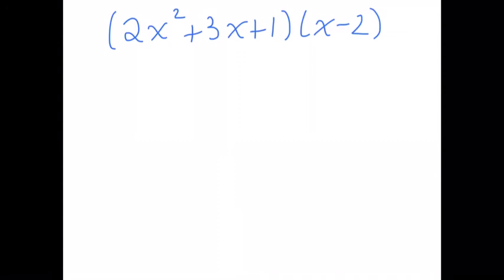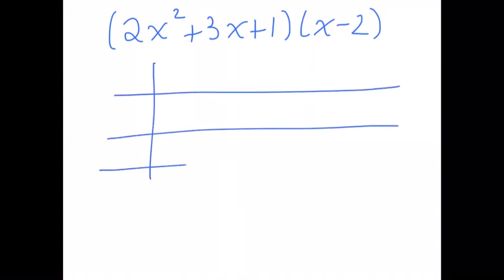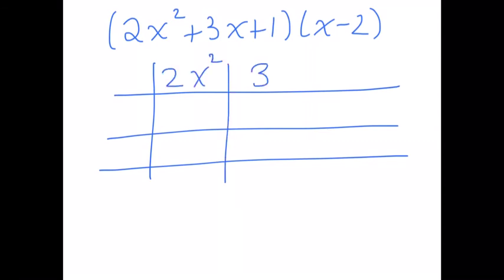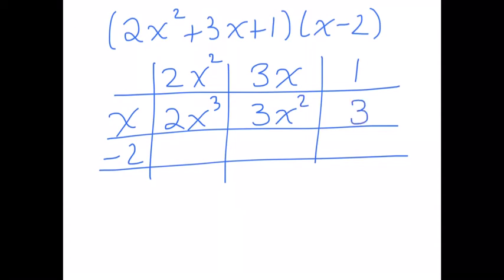All right, here's a higher level question that will come up a lot when we start to do higher level expansion. So the question is how do you do this in an organized way? Well, again, we can leave that up to tic-tac-toe to help us organize. So instead of having 2 columns, we're going to have 3 columns. So that's how it gets set up. Now we just multiply. 2x squared times x is 2x cubed. 3x times x is 3x squared, and 3x minus 4x squared, minus 6x, minus 2.